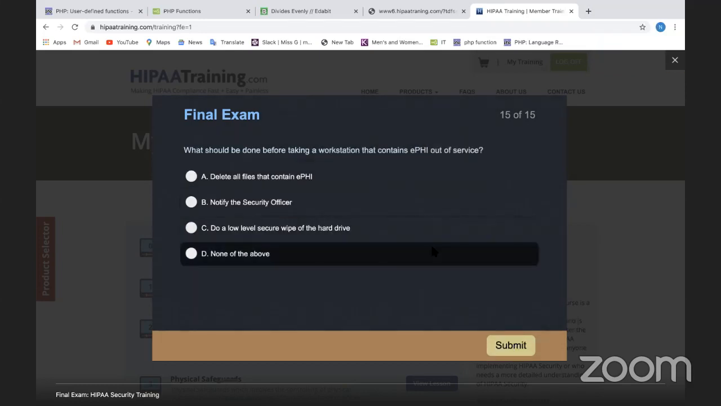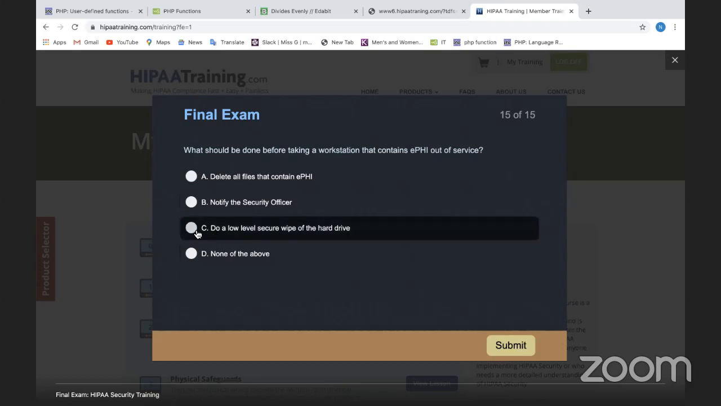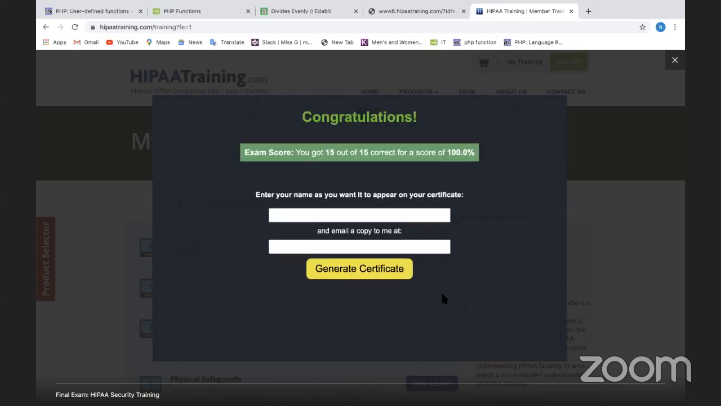Okay. The last one. What should be done before taking a workstation in? We know this. Low. Right? Oh my God, look at this.